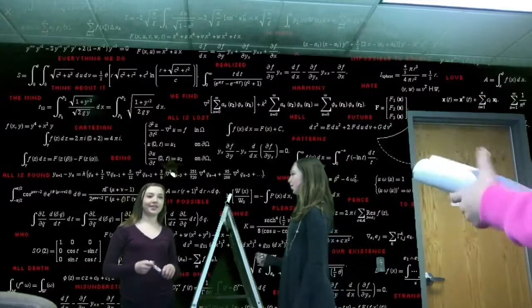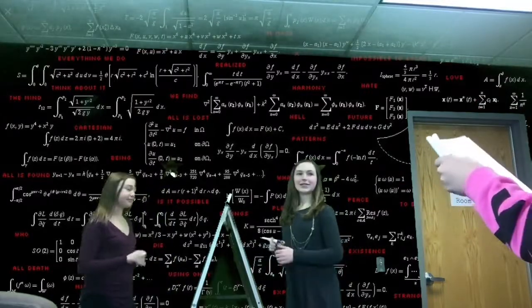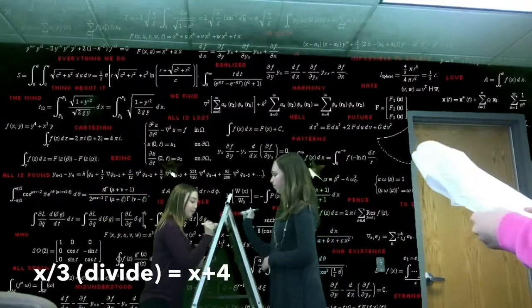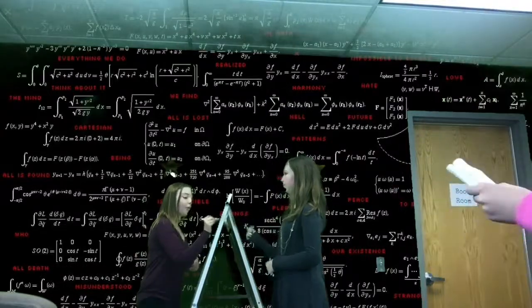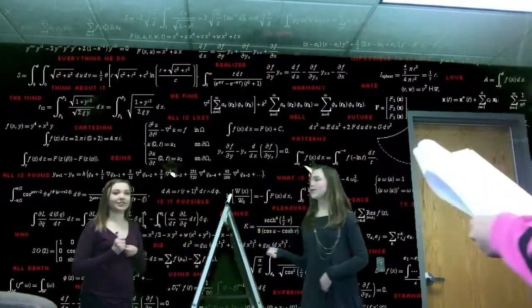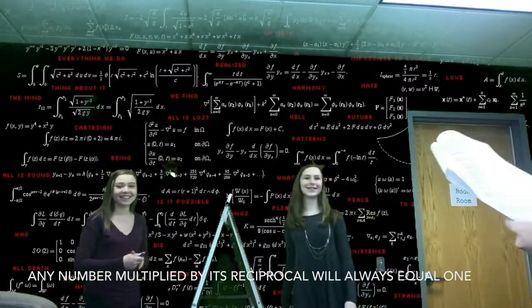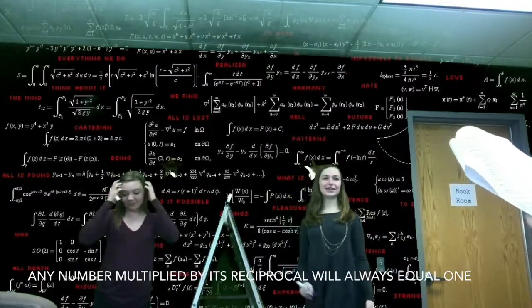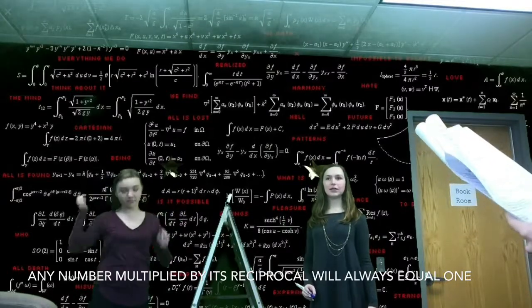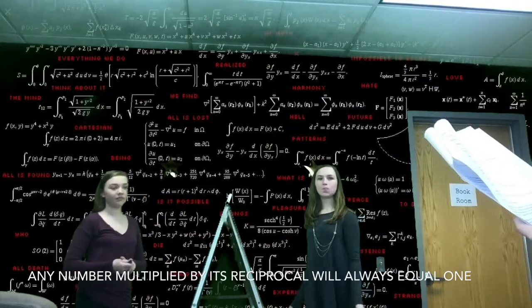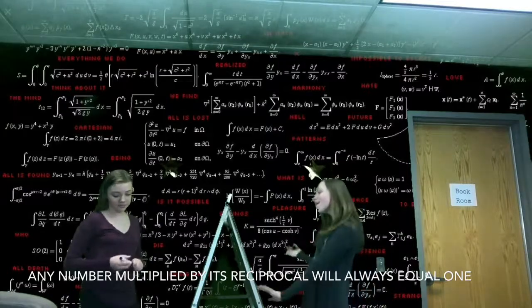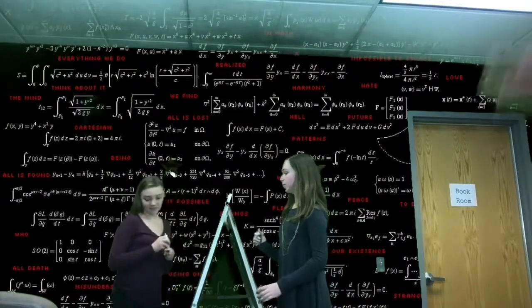Equations with variables on both sides, please. Here's the problem: x over 3 equals x plus 4. Oh, cool. We get to use the multiplicative inverse. What the heck is that? The multiplicative inverse is any number multiplied by its reciprocal; the product is always 1. For example, 2 over 3 times 3 over 2 equals 1. Oh, okay. All right, go ahead and start.